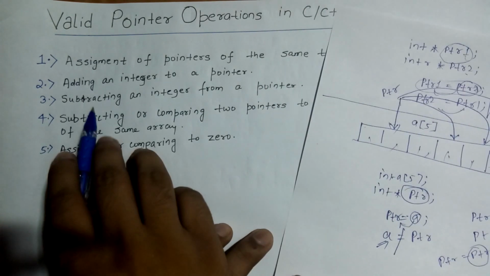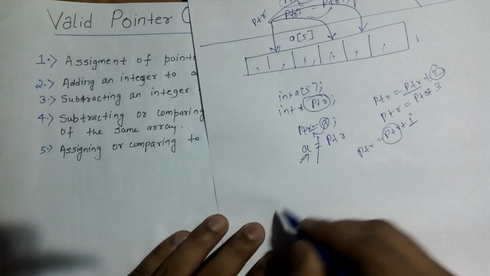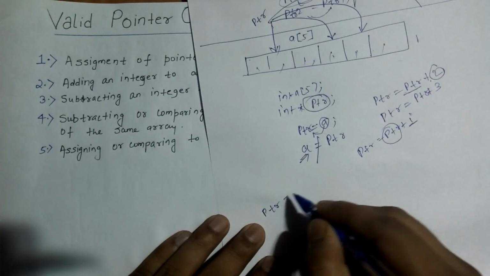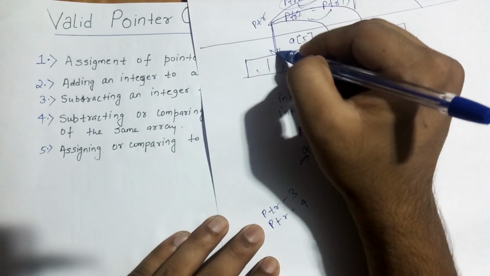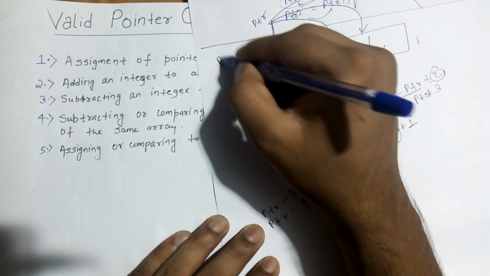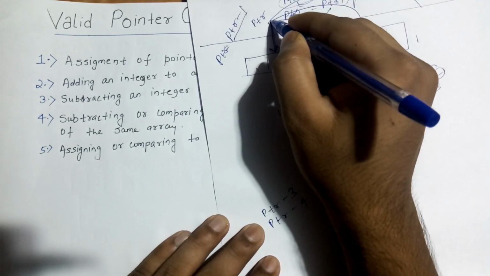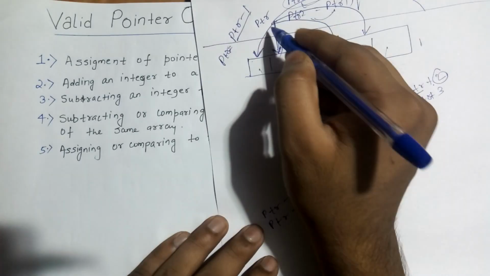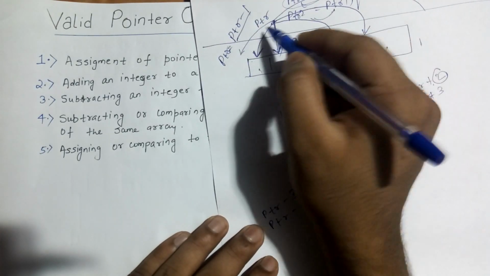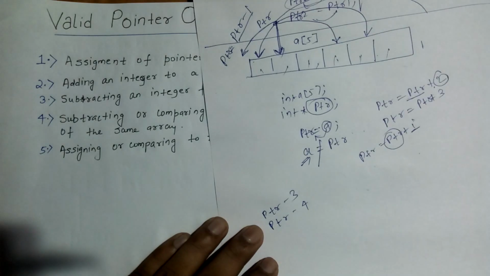In the same way, you can subtract an integer from a pointer as well, like ptr minus 3, ptr minus 4. Let's say ptr is pointing here, and if you do ptr is equal to ptr minus 1, then ptr will now point to here. But make sure you don't go out of bound. If you do ptr is equal to ptr minus 2, you will be pointing to some invalid location.